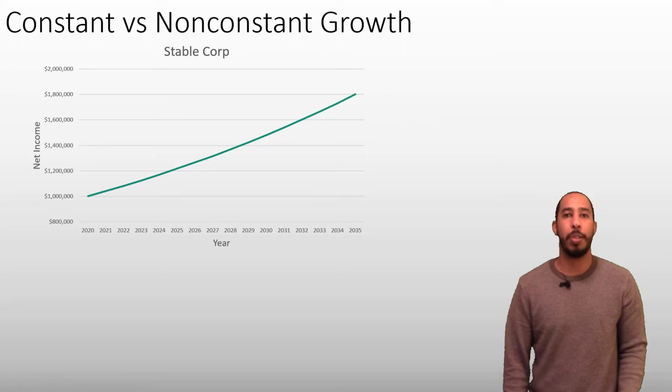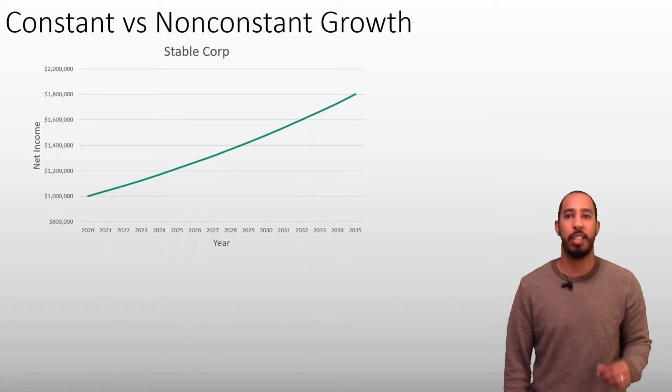Notice that Stablecorp is a growing company. Its net income is increasing each and every year. It's growing, however, at a steady, constant rate. This is illustrated by the steady slope of the line here. Stablecorp could represent mature, predictable companies, a company like Coca-Cola, for example. For a company like this, we could use the constant growth model to value its stock.